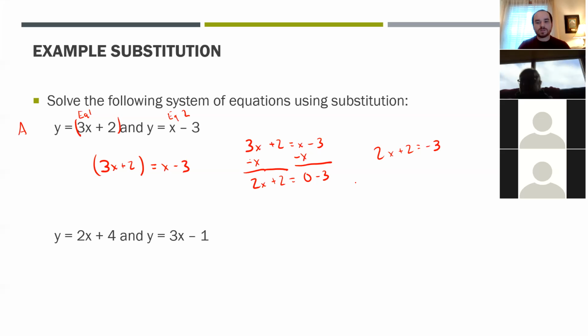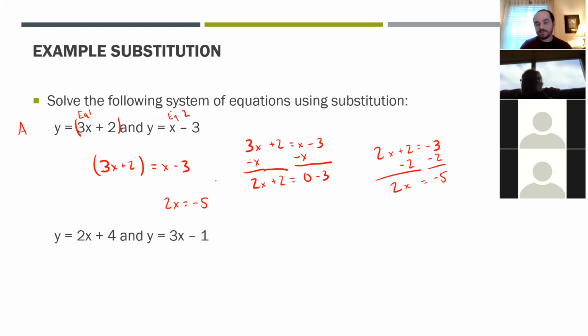I solved the 0 minus 3 just to skip a step. So 2x plus 2 equals 0 minus 3. Now we want to subtract 2 from both sides. 2x plus 2 minus 2, that's just 2x. There's a 0 here if we want to think about that, but we can ignore it. And then we have negative 3 minus 2, which is negative 5. So now 2x equals negative 5.